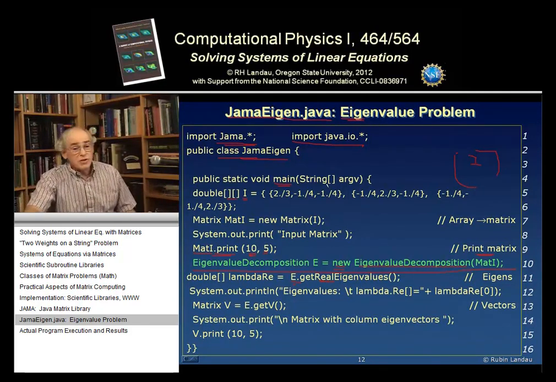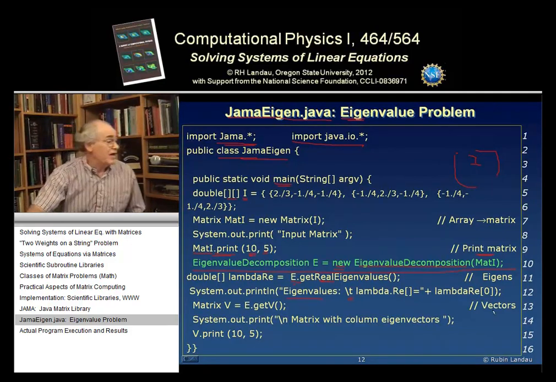Okay? So even though JAMA deals only with real matrices, when you solve the eigenvalue problem, even with a real matrix, you often get complex matrices out, so this can handle it. Okay? And now here, this is just standard. We're just outputting with a tab character the real part of lambda, and then lambda here is the array in which we store the eigenvalues.